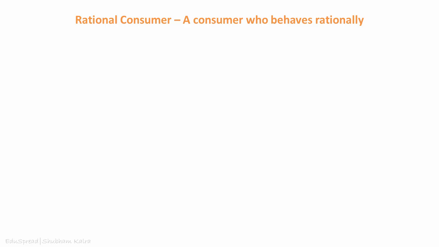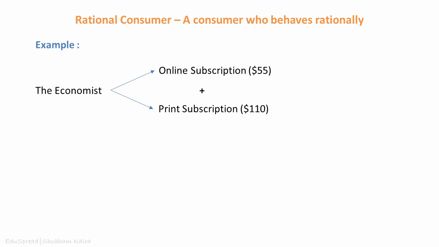But this is not the case. Not everyone is a rational consumer. Let's take an example to understand this in detail. Let's say you are planning to take a subscription of The Economist and you have two options. Either you can take an online subscription, which will cost you $55, or you may choose a print subscription, which will cost you $110. Let us assume that you prefer online subscription over print subscription due to some reasons.